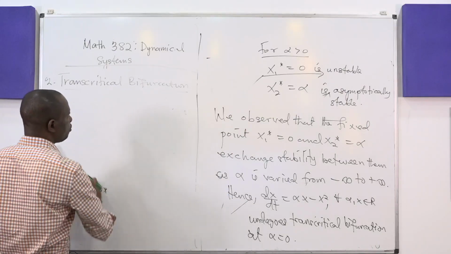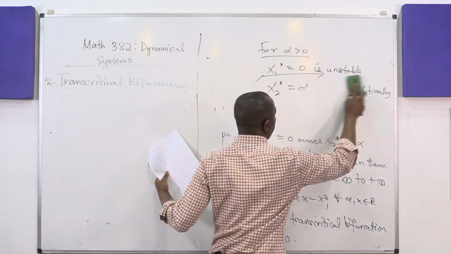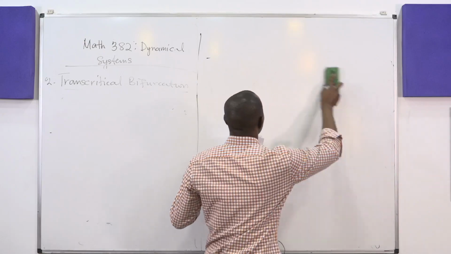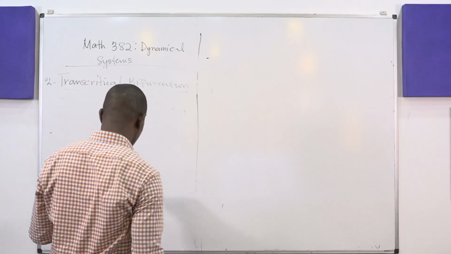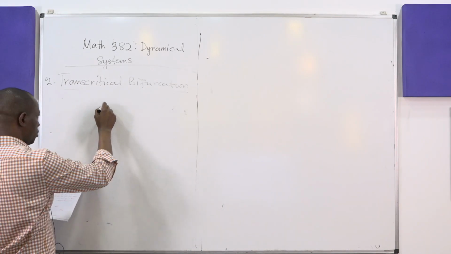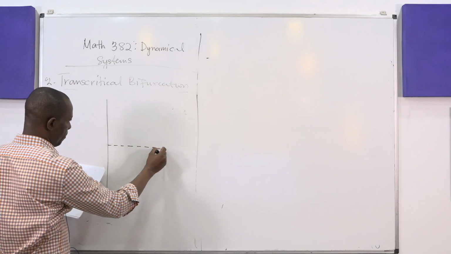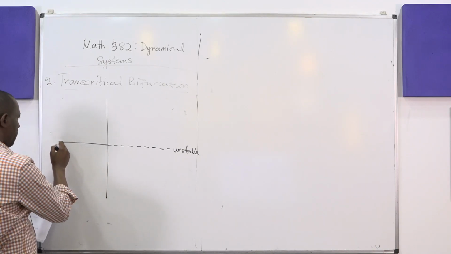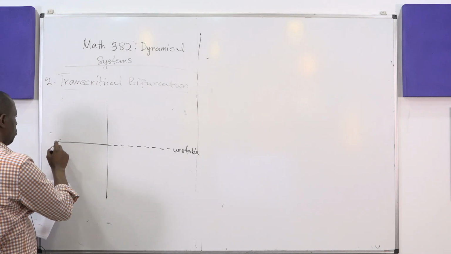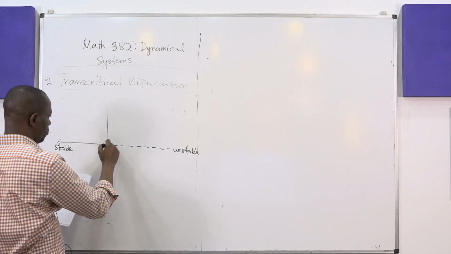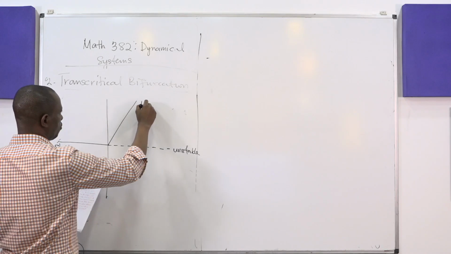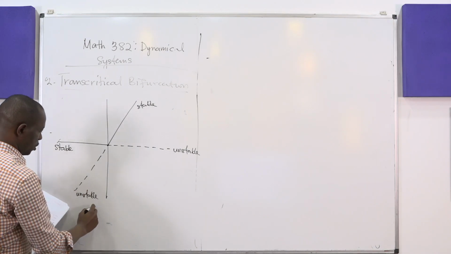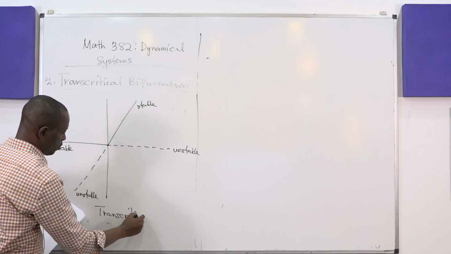So for transcritical, this is the geometry. Transcritical bifurcation. You see this? Unstable. Then this side is stable. And then this is asymptotically stable. And this is unstable. That's transcritical bifurcation.